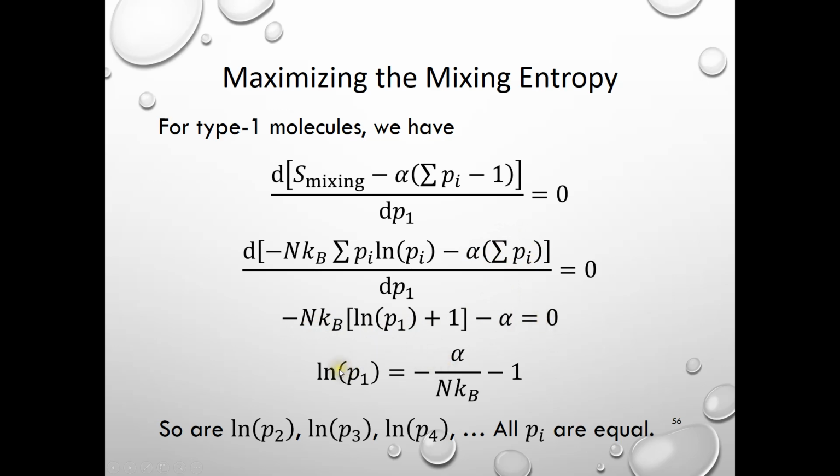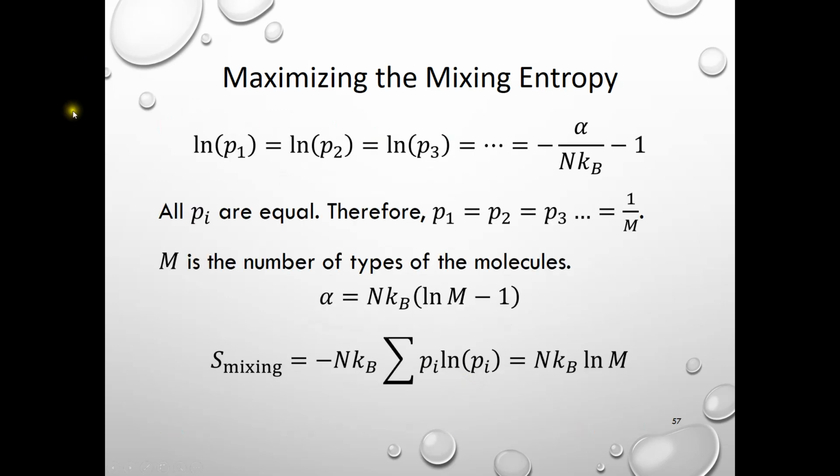We have the logarithm of P1 is equal to negative alpha over N Kb minus 1. Again, N is the total number of molecules and Kb is the Boltzmann constant. We can do this for type 2, type 3, and type 4 and get the same expression. So all those probabilities must be equal. And we have this long equation. All probabilities are equal, and therefore P1 is equal to P2, etc. They all have the same value, which is 1 over M. M is the number of types of the molecules.